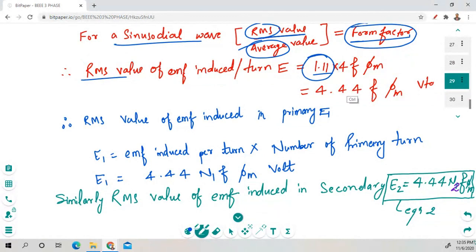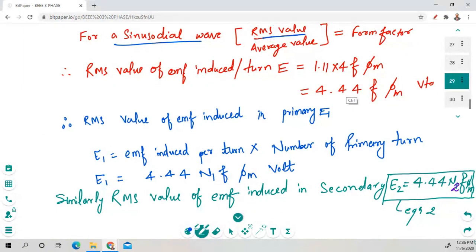Write in chat box. Any doubt till now? How we have calculated this RMS value? Have you understood? Write in chat box.